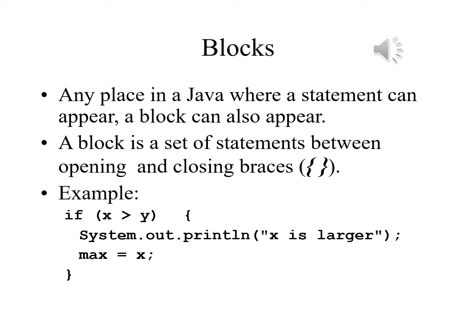Most blocks that we will see are for an if statement, and for loops, which we will be talking about a little later. We can have braces there with statements in between, just as we might have, let's say, a single statement there. In the example you see here, if x is greater than y, System.out.println x is larger, max equals x. You'll notice that there's not one but two statements that I do if x is actually greater than y. Without those braces there, we would print that x is larger, but we would not set max equal to x.